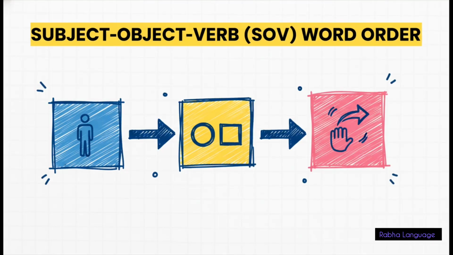And there it is. The master blueprint is subject, object, verb, or SOV. This is the fundamental structure we've been seeing this whole time without even naming it. The person doing the action comes first, then the thing that's being acted on, and then the verb, the action itself, comes right at the very end.